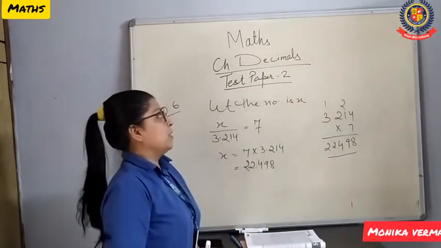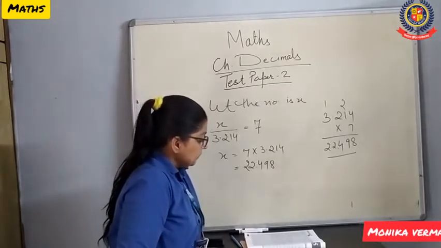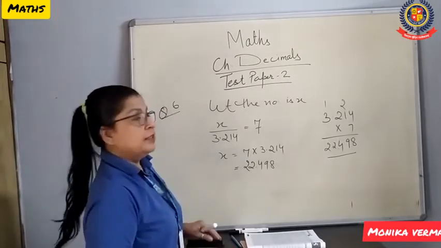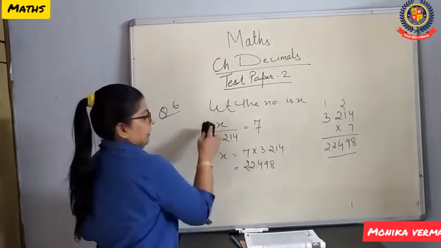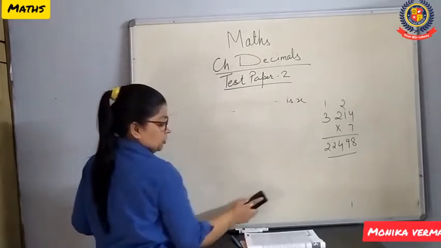Okay, so you have to understand the statement of what they are asking for. He said, what should be divided by 3.214? So we'll write x upon 3.214. Next question, question number 7.